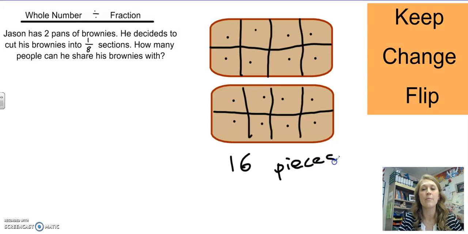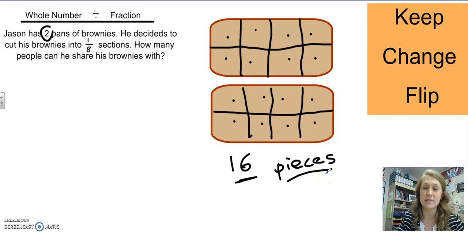So do you see how our number got bigger? Because we have to think about what our number means. In this case, our number means pieces. How many pieces did he make? And he made 16. So even though he only started out with 2 pans, he ended up with 16 pieces. And that's why the number can be bigger.